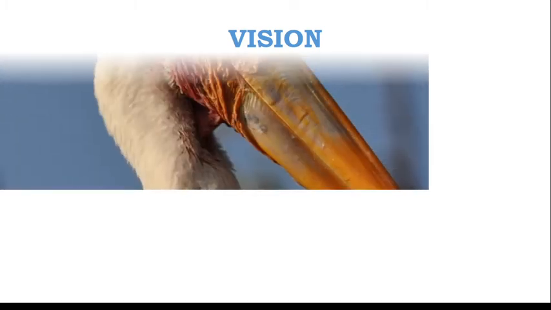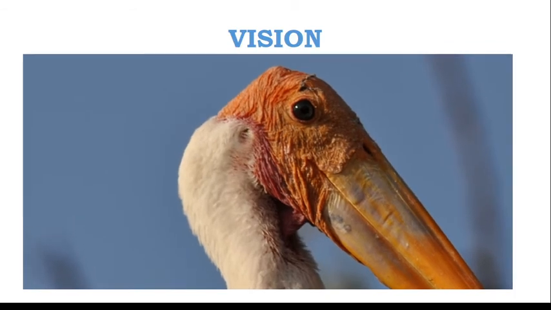The next is the vision. The power of the eye is very high. It has the pecten. This helps the bird to see objects from high altitudes.